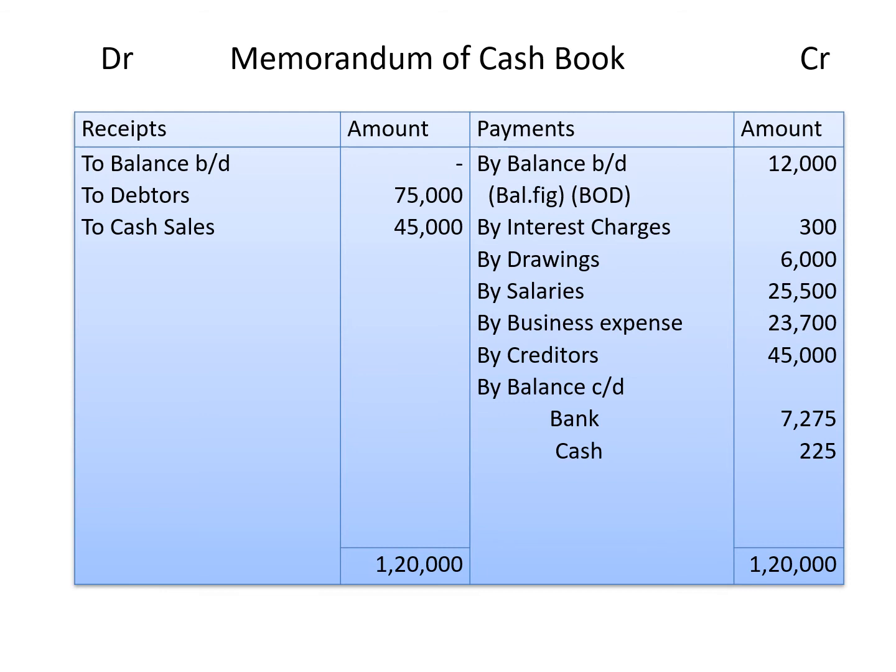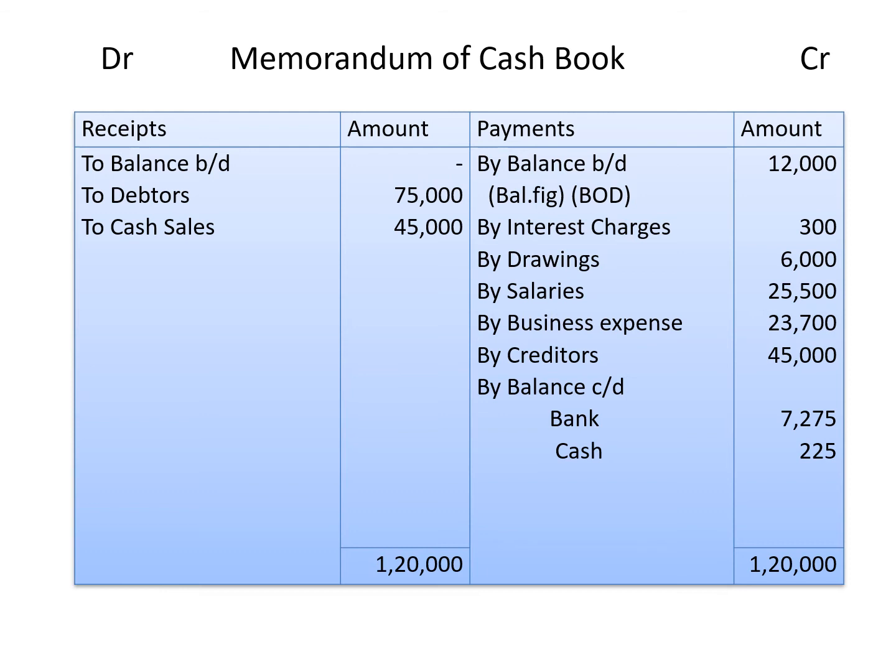These are all payments: drawings, salaries, payment to creditors, and business expenses were given. Let us record each one by one. So by interest charges 300, towards the credit side of the cash book, we record interest charges. Then we were also given drawings of 6,000. So by drawings 6,000. Next, by salaries 25,500. By business expenses 23,700. Then we were given payment to creditors 45,000. So we record here by creditors 45,000.